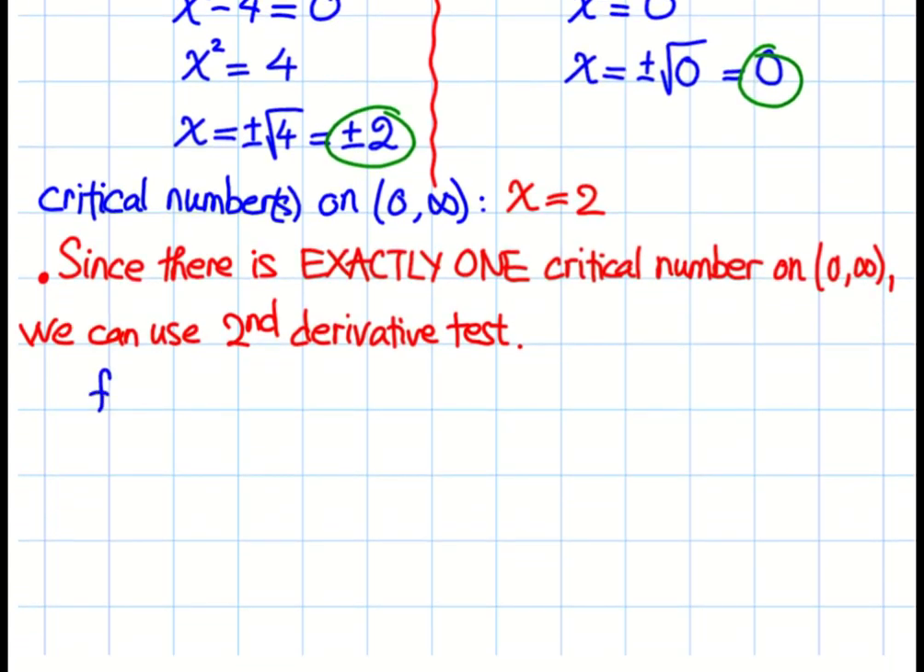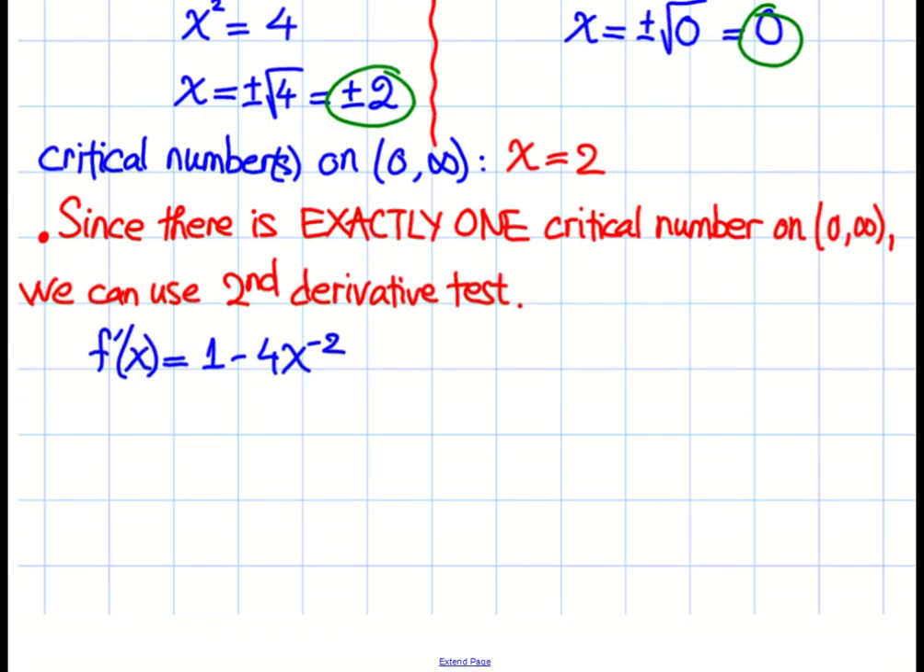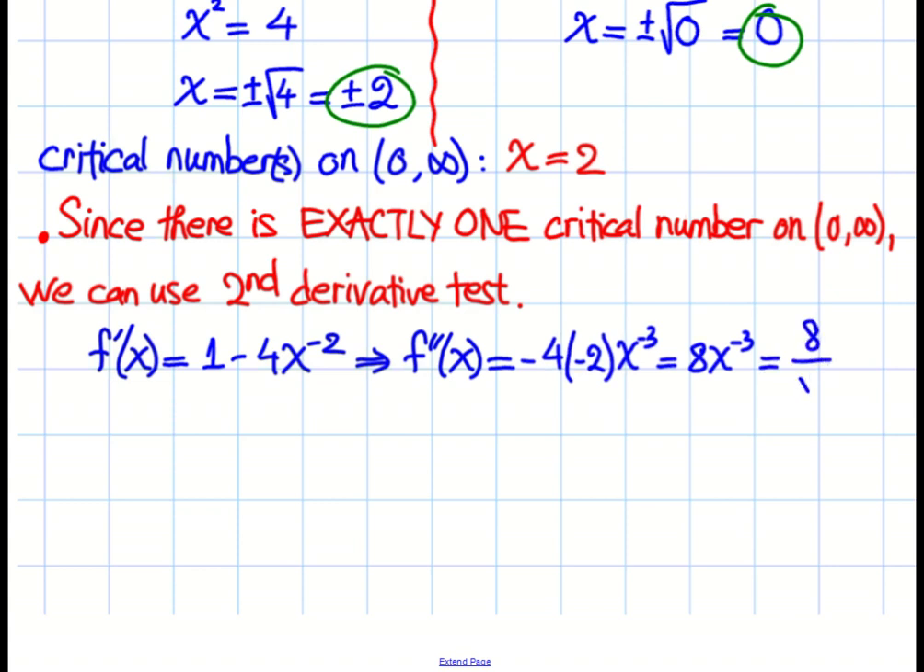So the first derivative is 1 minus 4x to the negative 2. Right, 1 minus 4x to the negative 2. Right, and then we take the second derivative from here. It will be very easy. The derivative of 1 is 0, and then the other one is using the power rule. It gives us 8x to the negative 3, or 8 over x cubed. All right, so that is the second derivative.